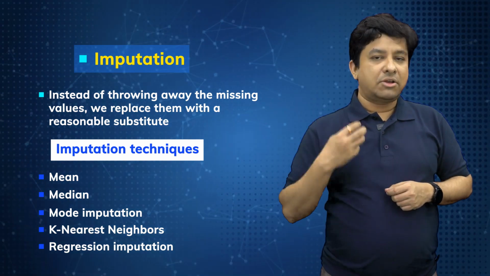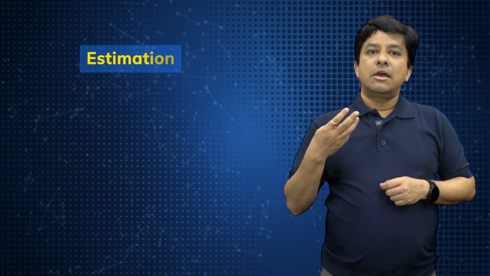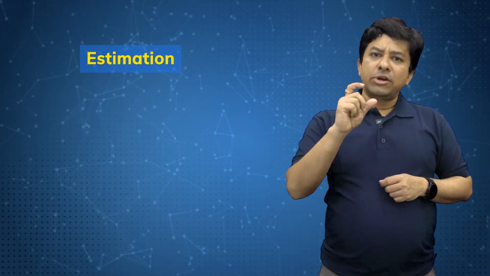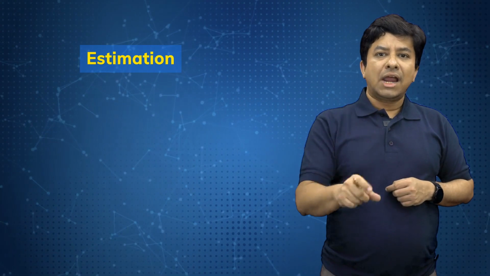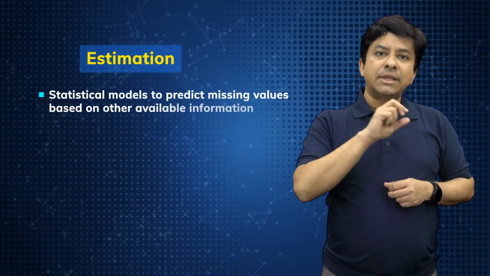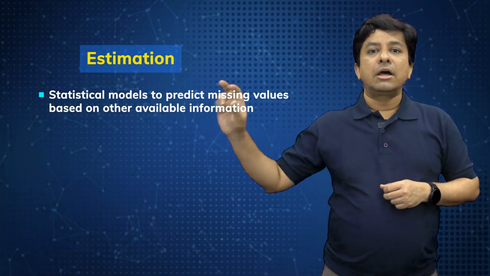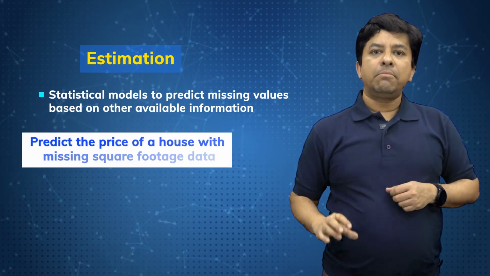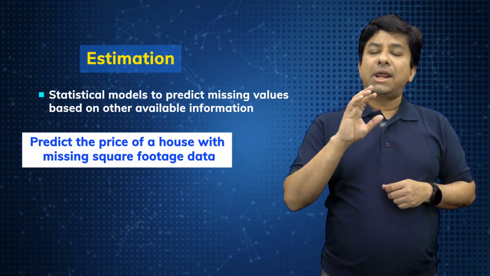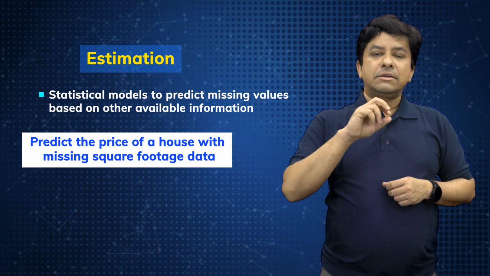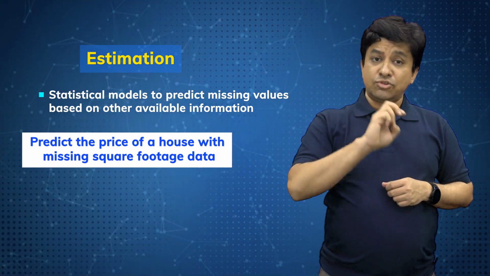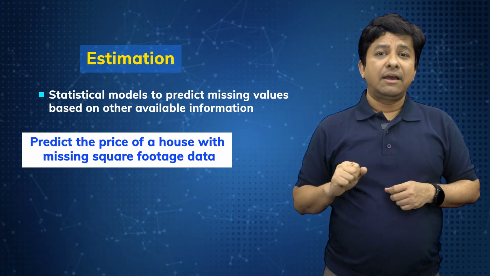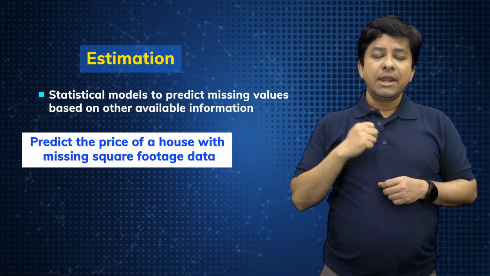So that's the third method I'm going to talk about, which is model based estimation for imputing missing values. So what is it that we do here? We use a statistical model to predict missing values based on other available information. Suppose you are trying to predict the price of a flat or a house, and that house that is of interest to you has a square footage value missing. What is it that you do, right?